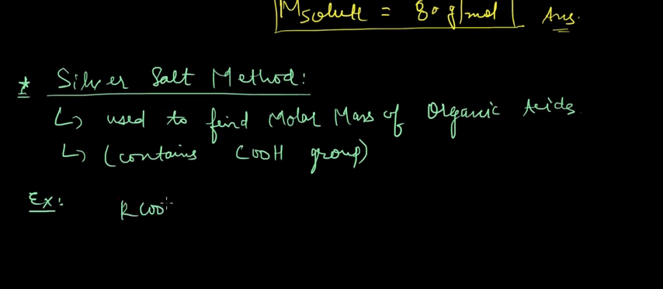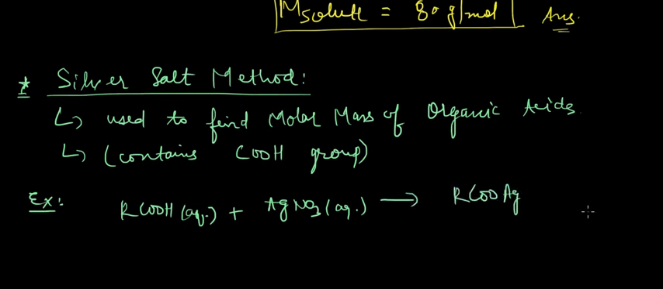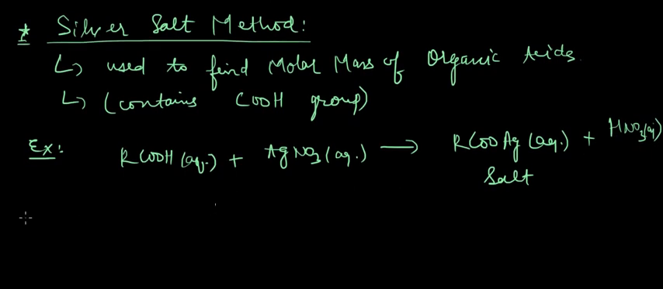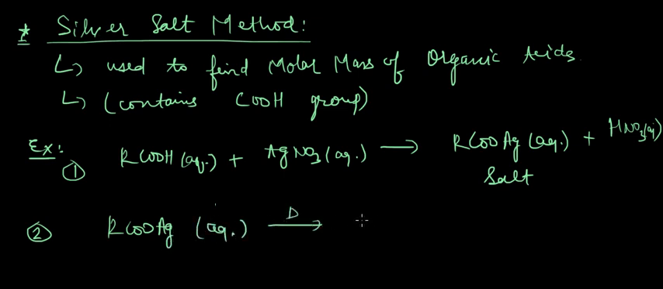Suppose we have RCOOH in aqueous phase reacting with AgNO3, again in aqueous phase, to form RCOOAg aqueous, which is a salt, plus HNO3 aqueous. This is step 1, and step 2 would be that we have RCOOAg, which on heating gives Ag.